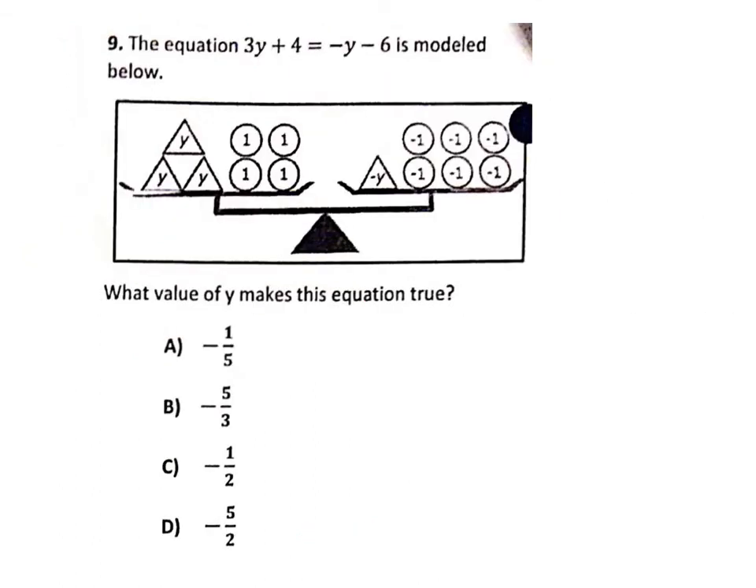Number 9. The equation 3y plus 4 equals negative y minus 6 is modeled below. Which value of y makes this equation true? So you could also use substitution on a question like this to see which one would make it true, or you could solve by moving variables to one side and constants to the other. So let's start by moving the 6.